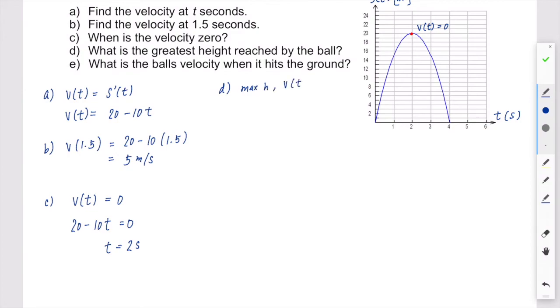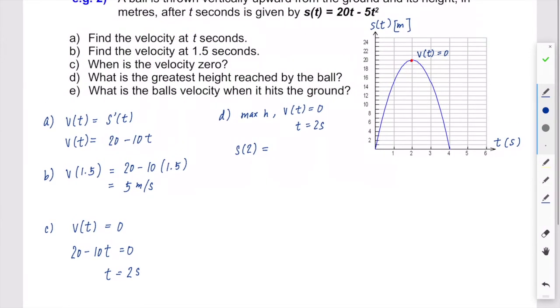So now for part D then, at maximum height, v of t is equal to 0, and we already know that it was 2 seconds, right? We found that in part C. As a result, we can plug in s of 2 into the position function, 20 times 2 minus 5 times 2 squared. This is 40 minus 5 times 4, which is 20 meters, which matches with the graph that we have.